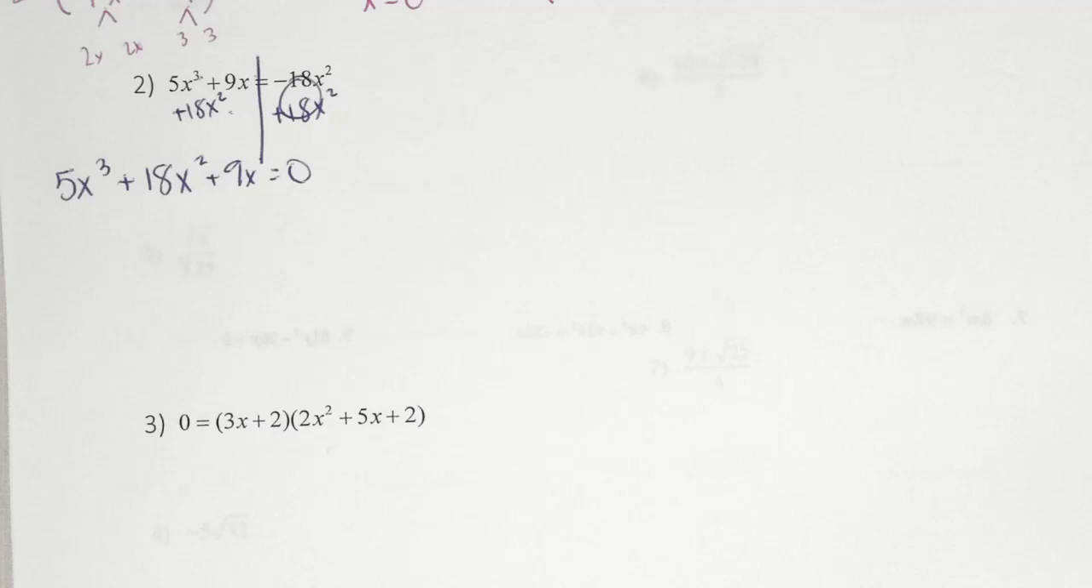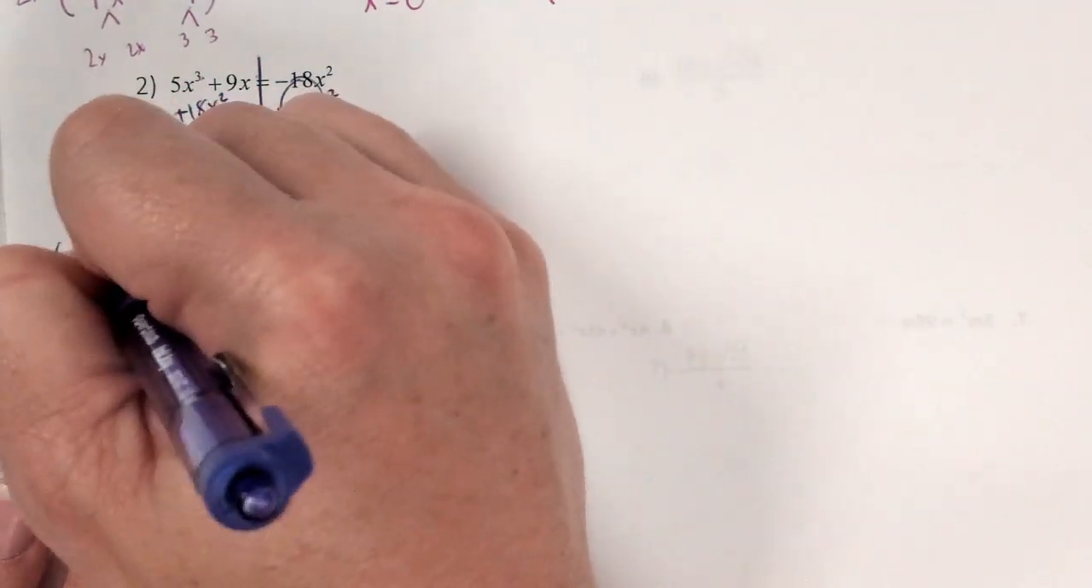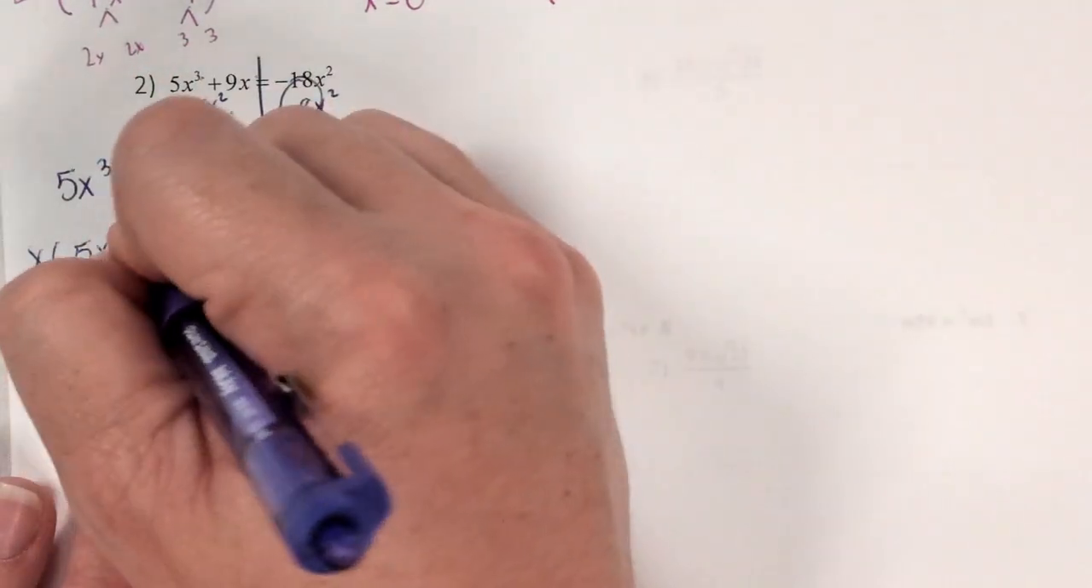Do I have a GCF here? No. Yes. What's my GCF? X. Just because there's no number, you can still have a letter. They all have an x, so I have to take an x out. When I take an x out, it just drops the degree by 1.